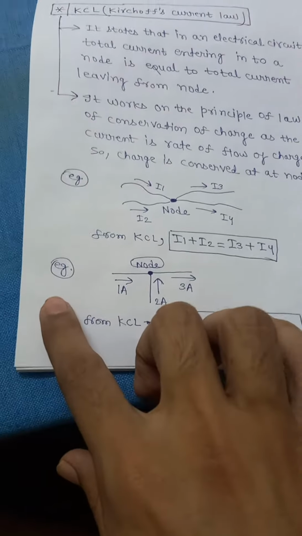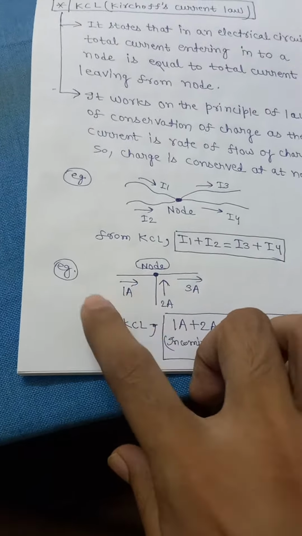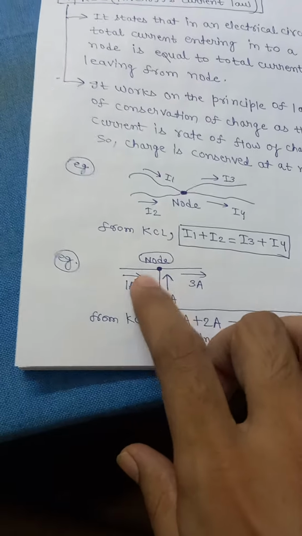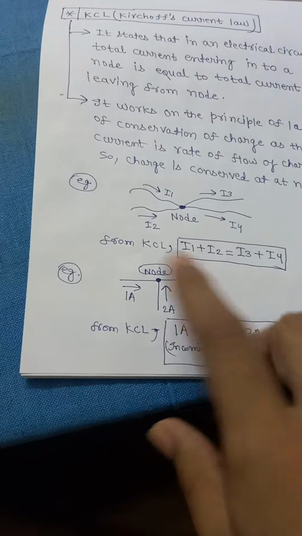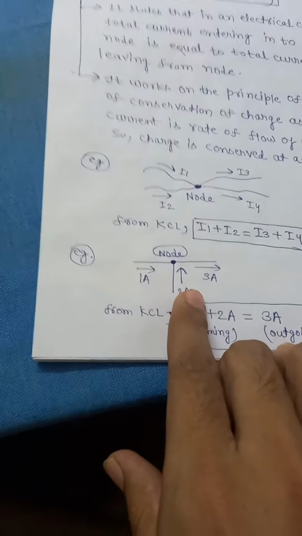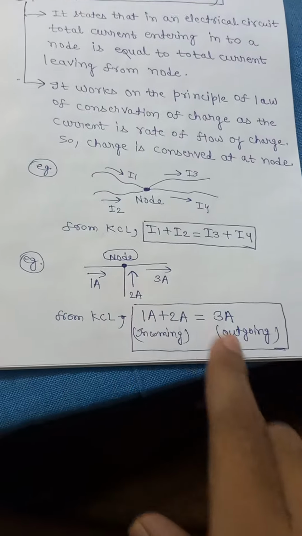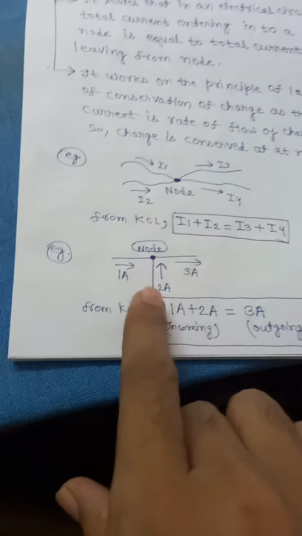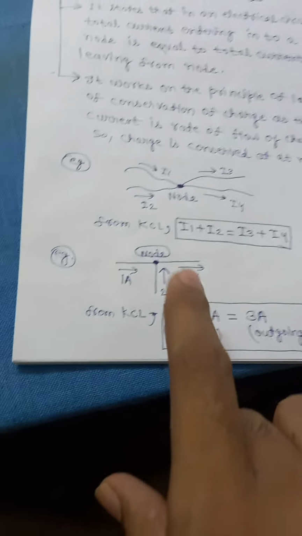And this is another example which I want to discuss here. Suppose this is a node, and 1 ampere and 2 ampere are the currents entering the node, and 3 ampere is the current leaving the node. So we can say that 1 ampere plus 2 ampere, the incoming current entering the node, is equal to 3 ampere, the outgoing current leaving the node. So 2 ampere plus 1 ampere combines to a total of 3 ampere, from the KCL law.